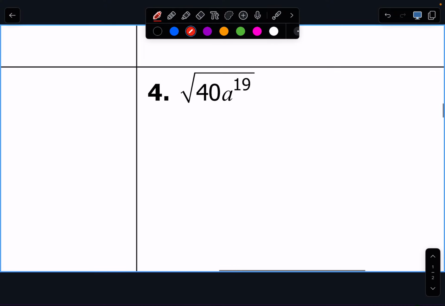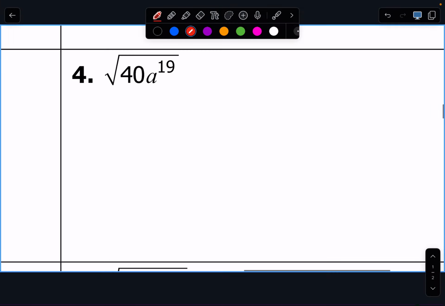Let's talk about number 4. We got a lot going on in number 4. We have 40 a to the 19th underneath our radical. Okay. So let's focus on our numbers first. 40, I'm going to make a factor tree. First thing that comes to my mind is 4 times 10, right?